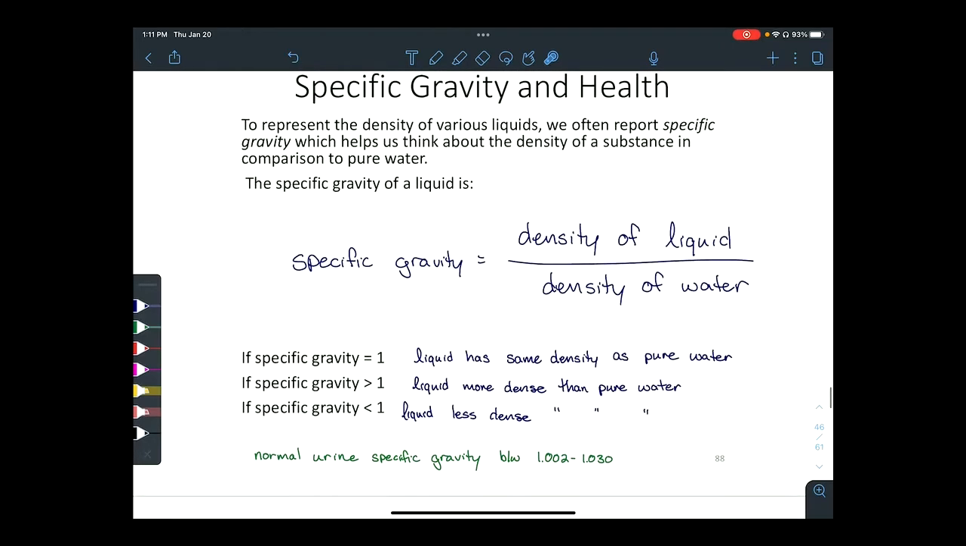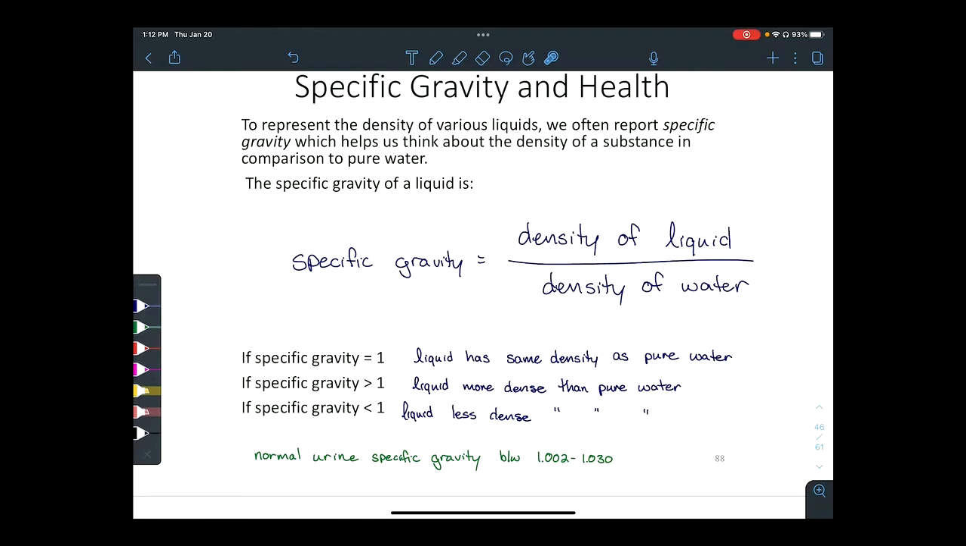Okay, so related to density and often used in health is specific gravity. So if you go to the doctors and they make you pee in a cup, they will tell you the specific gravity of your urine, because that can tell us a little bit whether we're overhydrated or dehydrated. So specific gravity, it's a measure of density. But it's special because it's a measure of density that we compare to water.